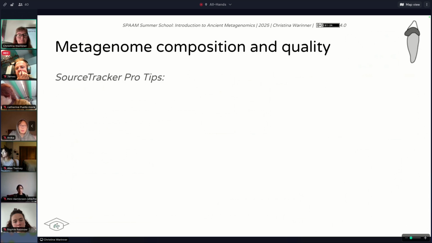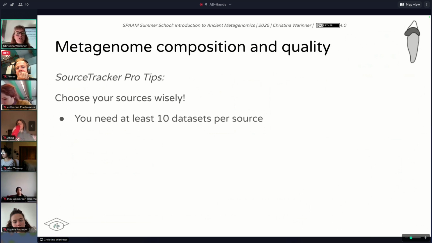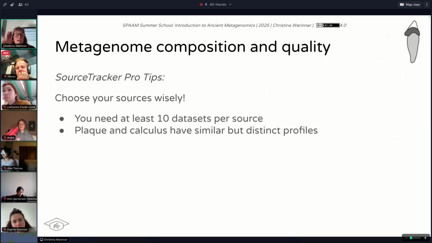So some pro tips here: you want to choose your sources wisely when developing your source tracker analysis so that you can pick up the different sources and maximize the utility of the method. You're going to need at least 10 data sets per source for it to be statistically valid. Plaque and calculus, you should know, do have similar but slightly distinct profiles. Calculus has a more mature biofilm, so if you can include modern calculus as a source, you'll get improved results.